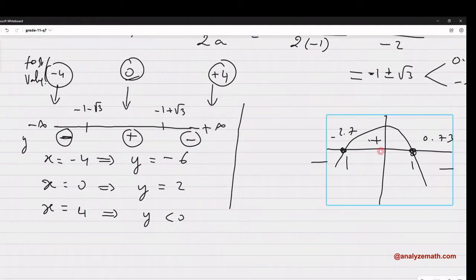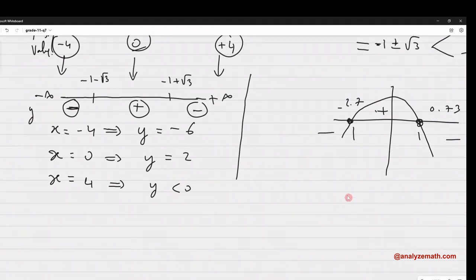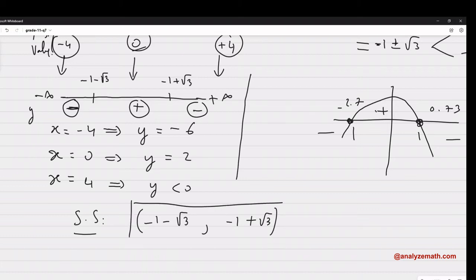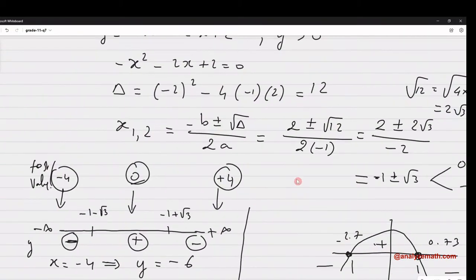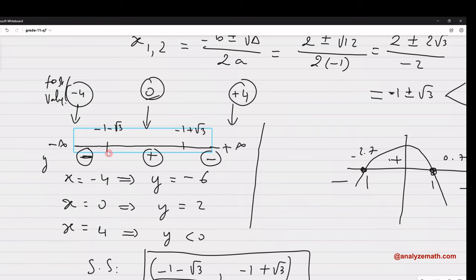You have the solution. Graphically, you put the x-intercept and you look for the values when the graph is over the x-axis or below the x-axis. Good. Now let's put all these together and write our solution using interval form. So the solution set is (-1 - √3, -1 + √3). This is the solution set because we are looking for y positive, and this is where it's positive, between here and here.